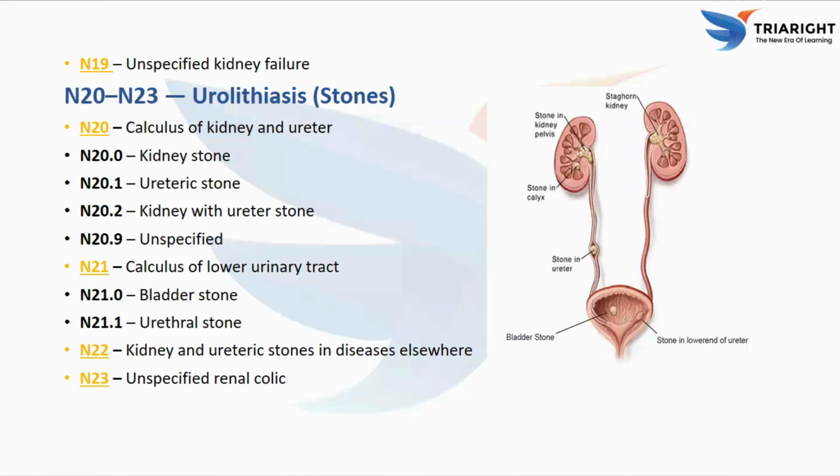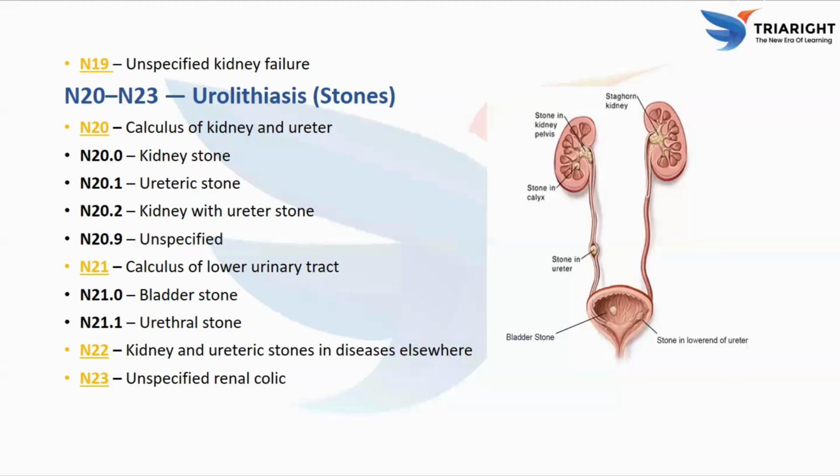So next category code is N21, which describes the calculus of lower urinary tract. So this includes the bladder and urethra, which are located below the ureter. So N21.0 for bladder stone. So these are the stones which form inside the bladder. So this is common in people with prostate enlargement, chronic urinary retention and catheters. So what are the symptoms? Lower abdominal pain, difficulty urinating and blood in the urine.